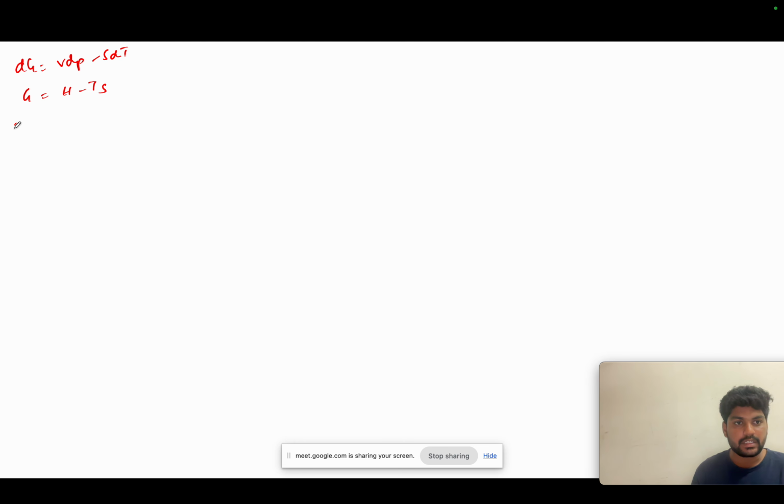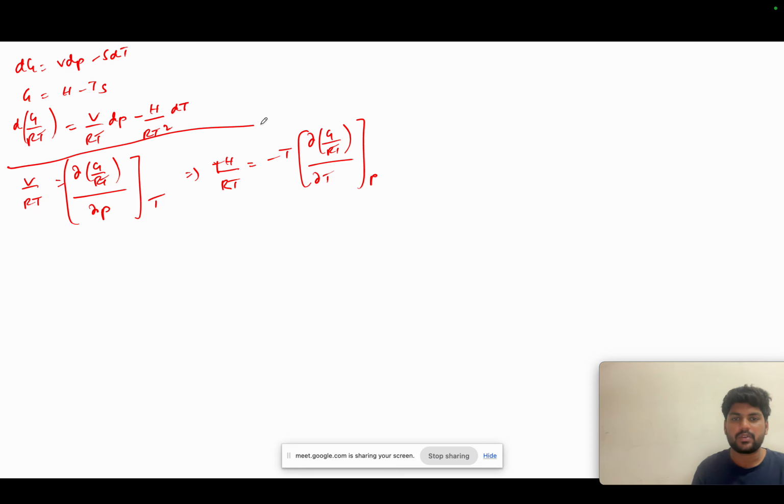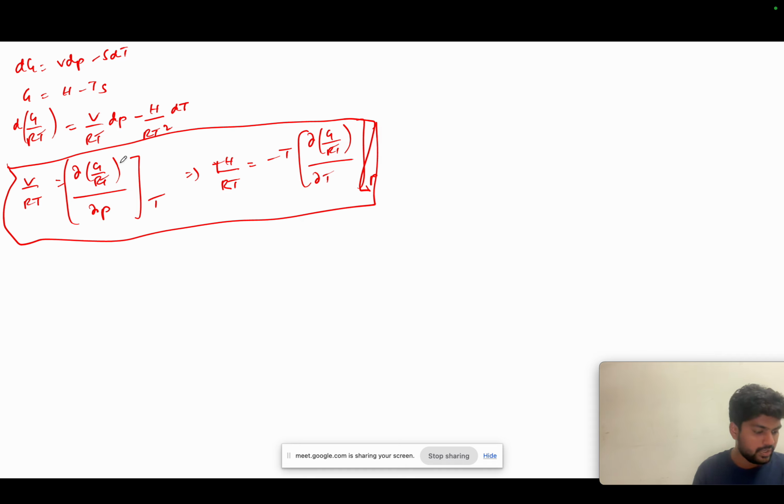So now we have the dimensionless number g by RT equal to v by RT dP minus h by RT square dT, and we know from the Maxwell and reciprocity relations that v by RT equals the partial of g by RT with respect to P at constant temperature, and minus h by RT equals T times the partial of g by RT with respect to T. So these are the other two important equations.